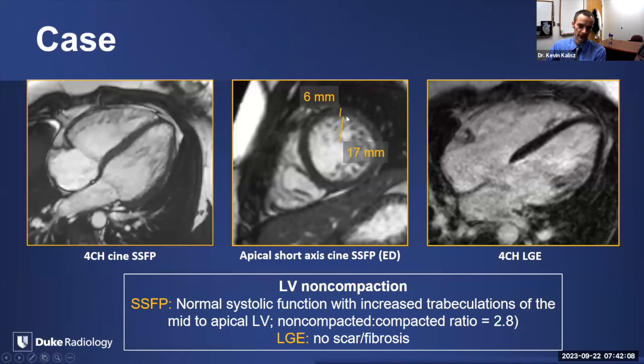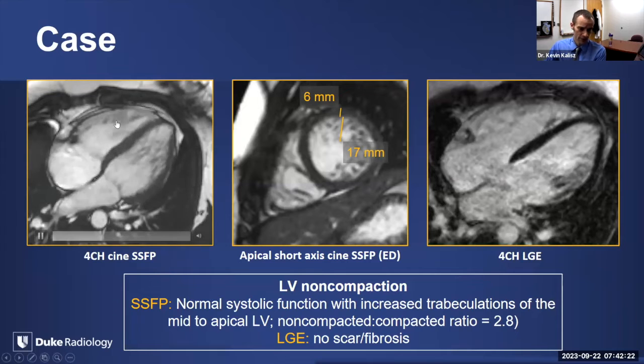Basically, you just measure the non-compacted or the trabeculated myocardium and compare that to your normally compacted myocardium. And if that ratio is 2.8 or above, that meets morphologic criteria for LV non-compaction. You can also have RV non-compaction, which I personally think is a little bit harder to diagnose.